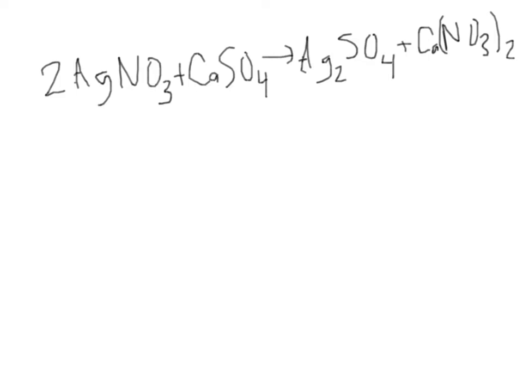Tonight's homework had you do two problems. The first one was silver nitrate and calcium sulfate to make silver sulfate and calcium nitrate. We've got a 2 to 1 to 1 to 1 ratio.